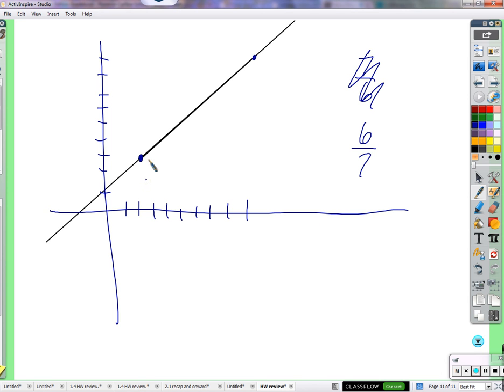I went over 7. You went over 7. 1, 2, 3, 4, 5, 6, 7, which is our x change, or delta x. Then up 6. And you went up 6 to find the change in y. 1, 2, 3, 4, 5, 6. You got the vertical change, you got the horizontal change. Every time you move over 7, you move up 6. Great, slope of 6/7, that's correct. You go up 6, you go over 7.